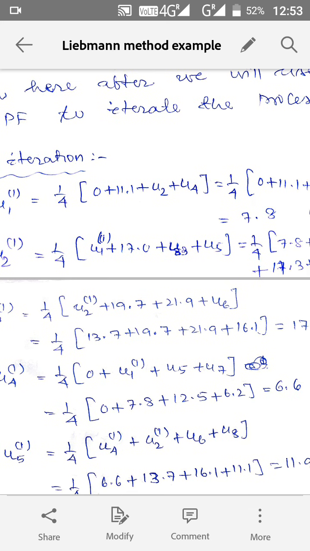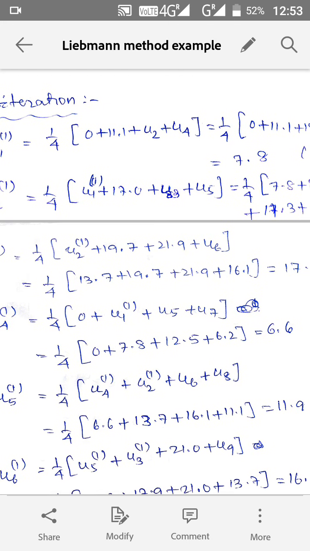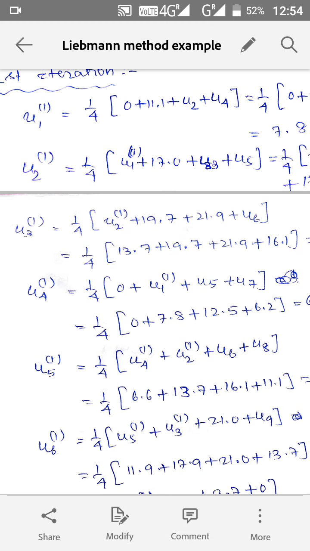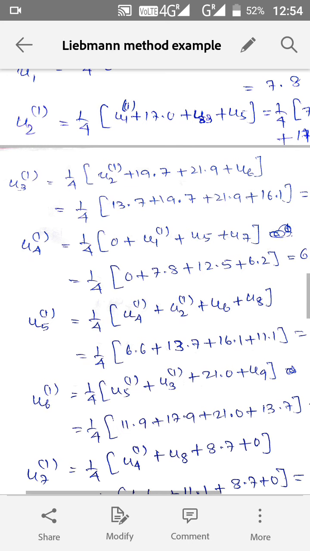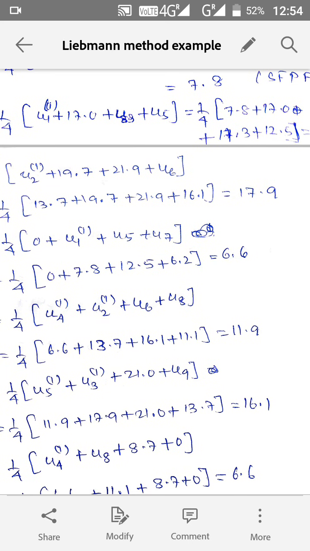Now similarly find the first improvement of u4. For the first improvement of u4, you should have the first improvement of u1, and u5 and u7, and so you can use them here and you will get the first improvement of u4 as 6.6. Similarly, for the first improvement of u5, you know the u4 improvement and the u2 improvement, while u6 and u8 so far we have not improved. So we can find u5 as the improved value of u4 plus the improved value of u2 plus the rough value of u6 plus the rough value of u8, and we will get the value as 11.9.